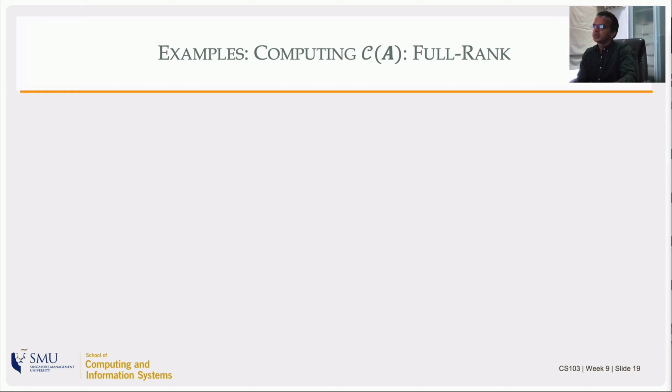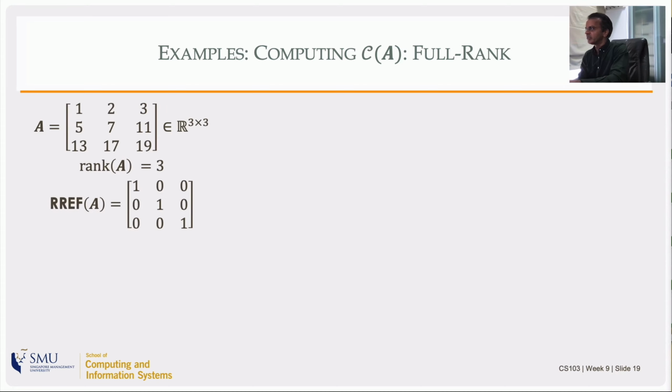Now, how do you compute the column space? Or what does it even mean to say compute a space? So let's take an example here. I have a matrix here. It's a 3 by 3 matrix. So in this case, rank is actually 3.